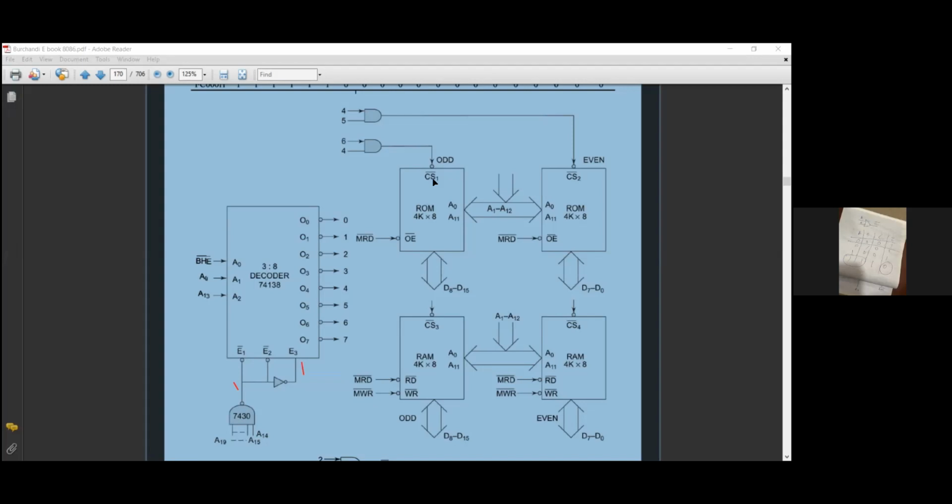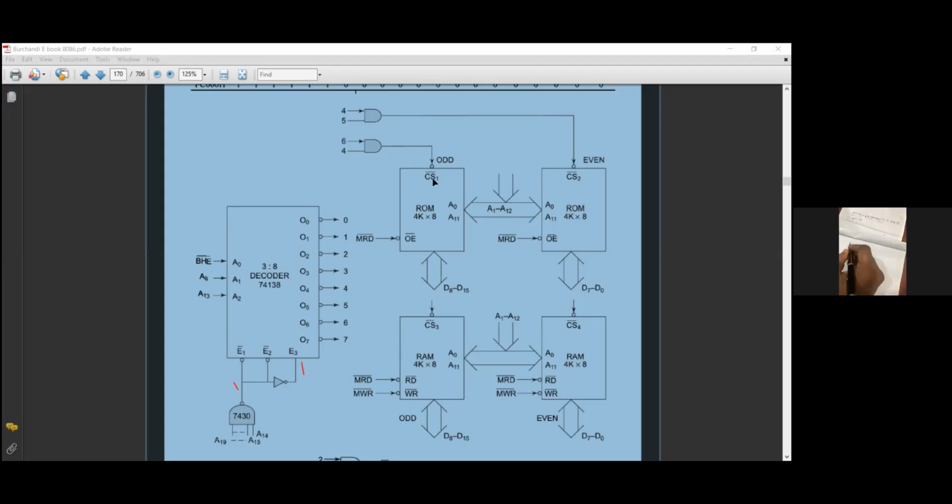Now the question is which of the outputs O0, O1, O2, O3 will be selected. It depends upon A0, A13 and BHE bar. So the combination of these three gives 0 to 7, meaning 8 outputs will be there, Y0 to Y7. So what will be the output? Tell me.